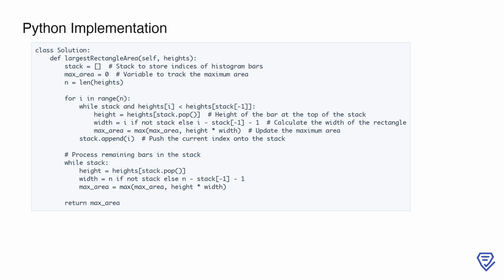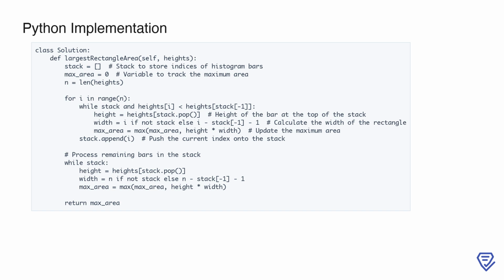3. Processing remaining bars. Once the loop completes, there may still be indices left in the stack. These represent bars that could extend to the end of the histogram. For each remaining bar, the height is determined as before, and the width is calculated as n, the entire width of the histogram, if the stack is empty, or n - stack[-1] - 1 otherwise. The area is calculated and max_area is updated if needed.